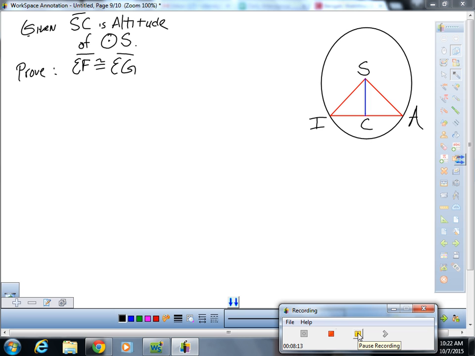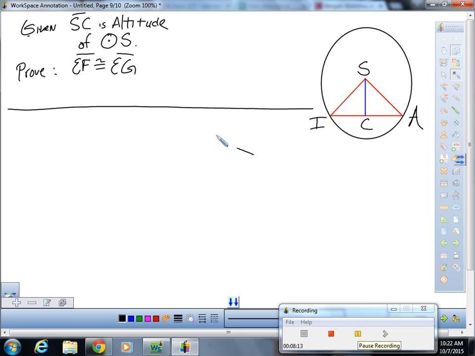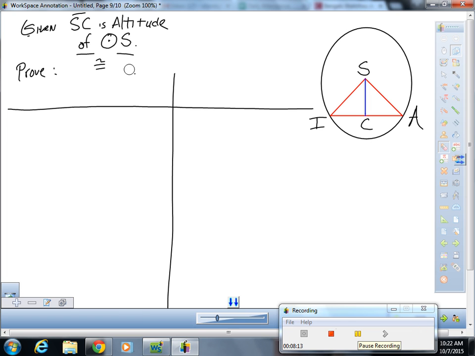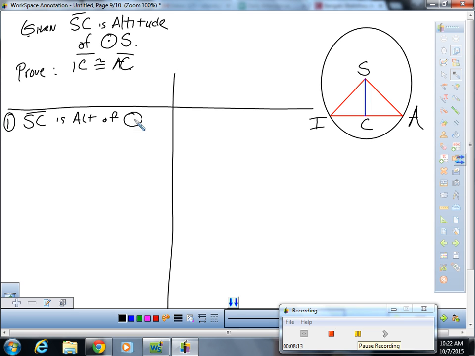All right, welcome back. Another proof here. In this proof, we're given that SC is an altitude of circle S. So that means that S is the center of the circle. That's all we're given. And now we want to prove that IC is congruent to AC. All right, so all we know is that SC is the altitude of circle S.